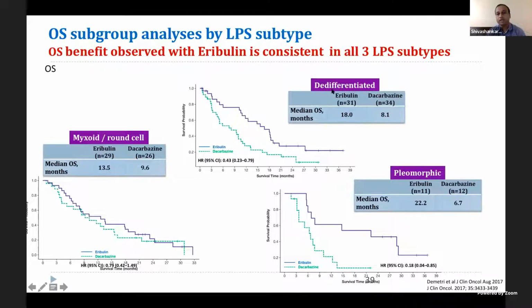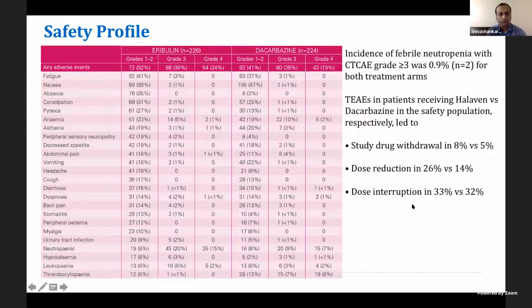However, in dedifferentiated and pleomorphic, eribulin has a very good role. Particularly in pleomorphic, it almost quadrupled the median OS from 6 to 22 months. If you look at the safety profile, eribulin has a manageable toxicity, fatigue, nausea. They are quite expected, particularly when used in later line settings. These are expected to happen.